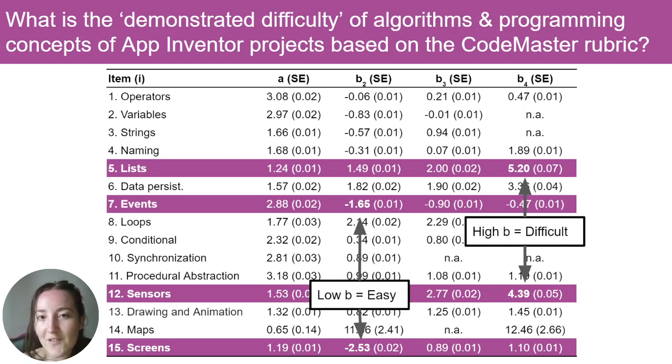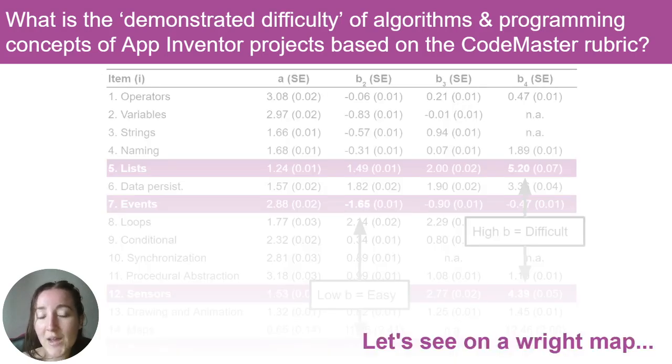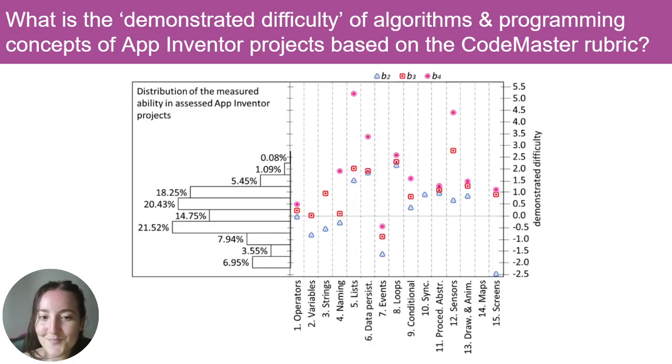B4 equals 5.20. We have visual plots that make it easier to compare these B parameters, so let's see these results on a Wright map. From the placement of items on the scale, we can infer that an item with a B parameter estimated at 1.5 is 1.5 standard deviations above the average ability. Such an item is more difficult than all items that are placed below 1.5 on this scale.